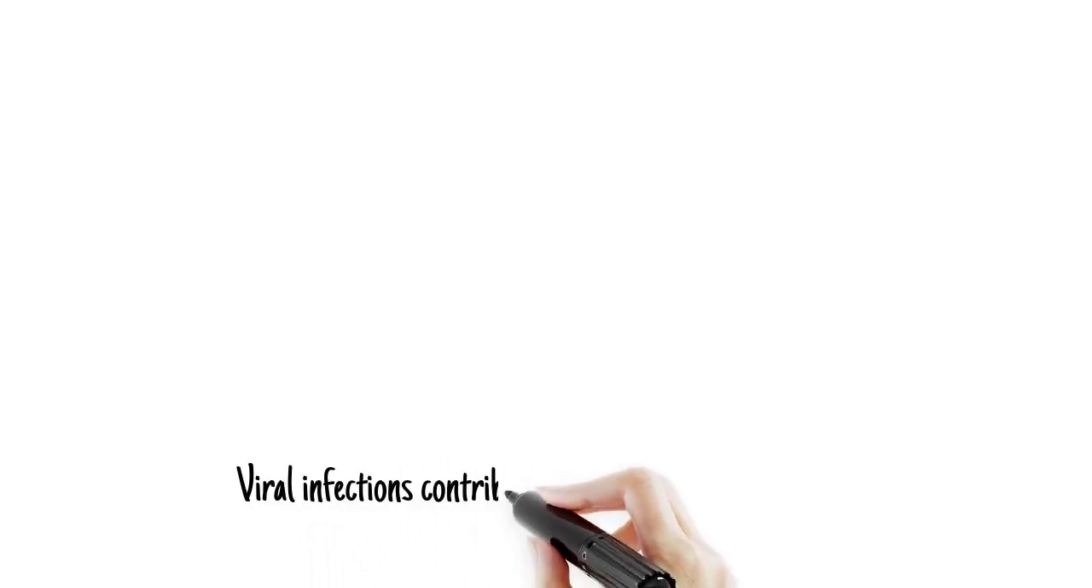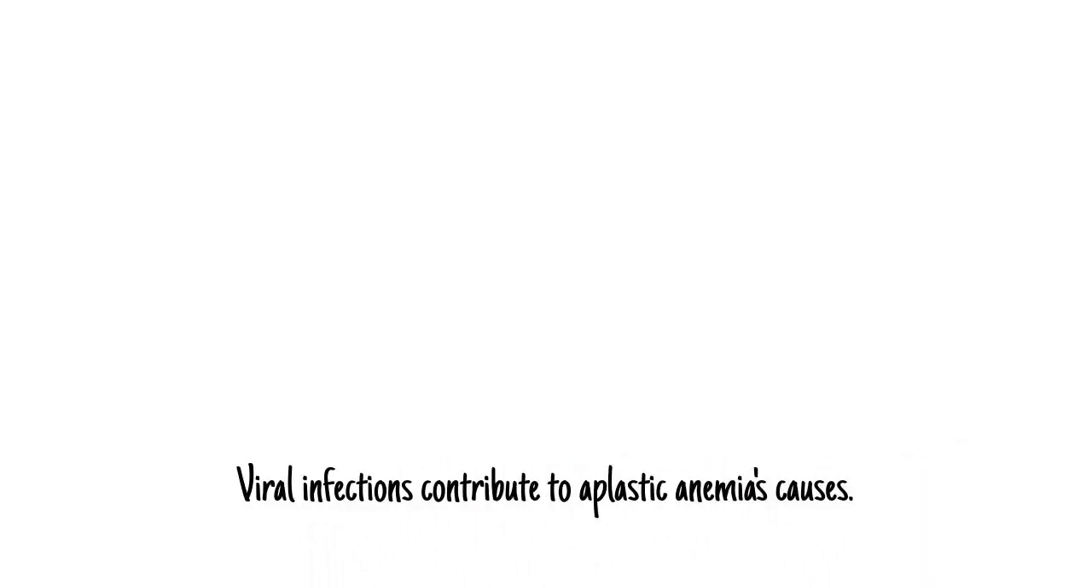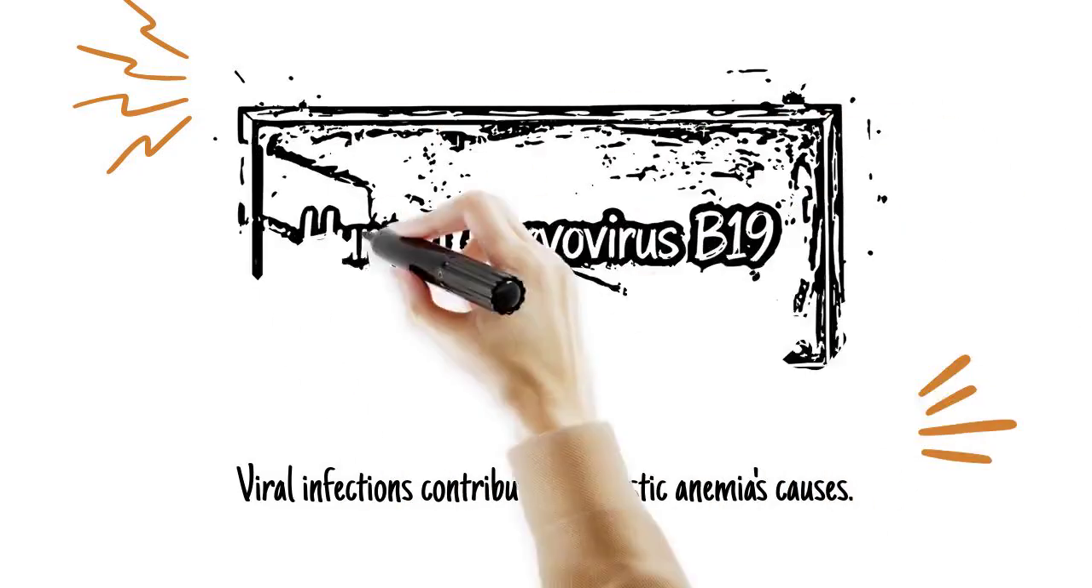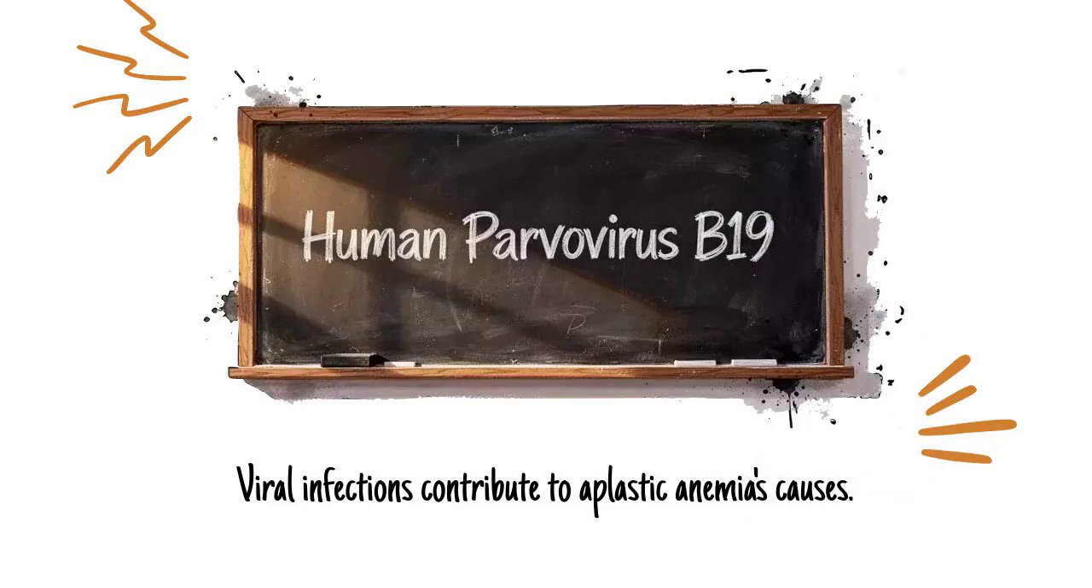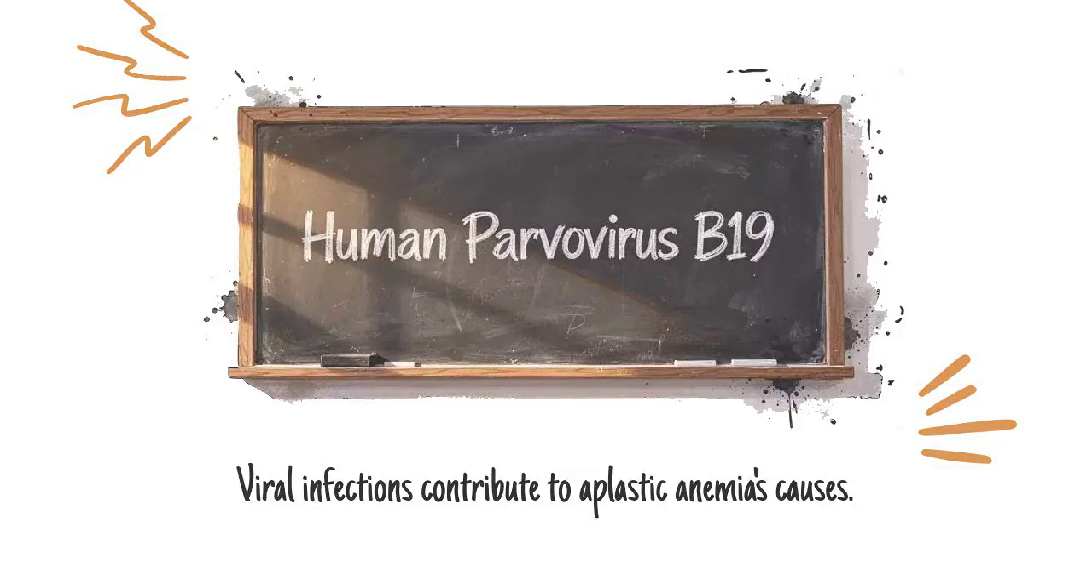Viral infections round out the etiologic picture of aplastic anemia. Human parvovirus B19 is particularly notable and mechanistically well understood. This virus has a highly specific tropism, meaning it selectively targets and infects erythroid progenitor cells, the precursors dedicated entirely to producing red blood cells.